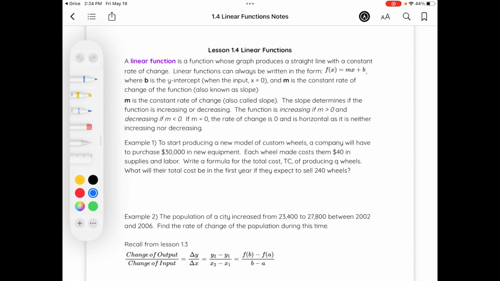In this particular lesson, we are going to piggyback off of our unit lesson 1.3 on rates of change and behavior of graphs to talk about a specific type of graph called the linear function. Many of you are most likely familiar with this as it has been something you covered in Algebra 1 and Algebra 2. A linear function is a function whose graph produces a nice straight line. However, it has a constant rate of change.